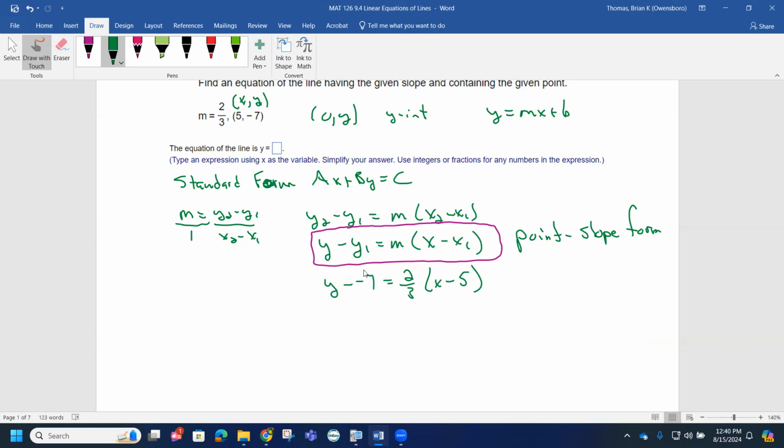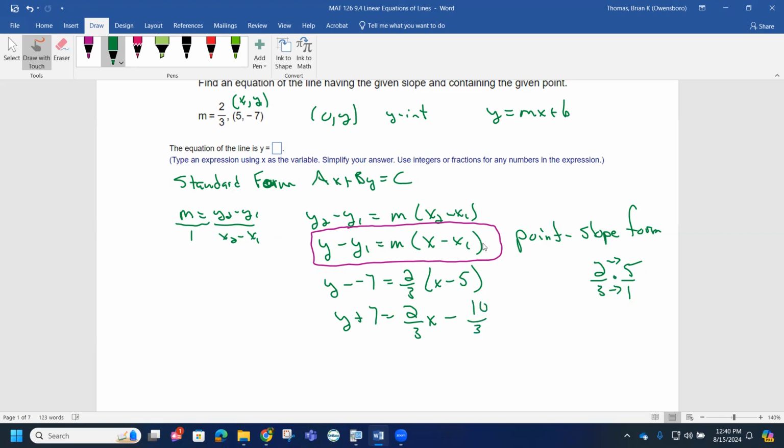Notice that this minus -7 is the same thing as the opposite of a -7, which means that's y plus 7. We can remove the parentheses by multiplying the 2/3 through the parentheses. So 2/3 times x is 2/3 x. And then we're left with fractions, so we have to multiply 2/3 times 5. Remember, I can change 5 to 5/1, and to multiply fractions you just go straight across. It's actually very easy to multiply fractions. So 2 times 5 is 10, 3 times 1 is 3, so it's going to be minus 10/3.